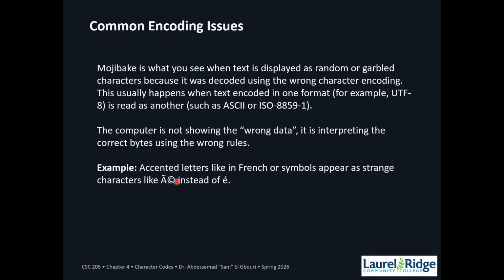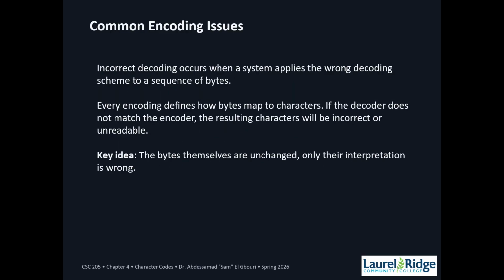So in this example, basically, they're giving this: this character will be shown instead of this character if you use ASCII. In ASCII, this character doesn't exist. If you use Unicode, it exists and you can represent it. But in ASCII, it's going to come up something like this. Okay, so that's basically it. So the common encoding issues: incorrect decoding occurs when a system applies the wrong decoding scheme to a sequence of bytes.